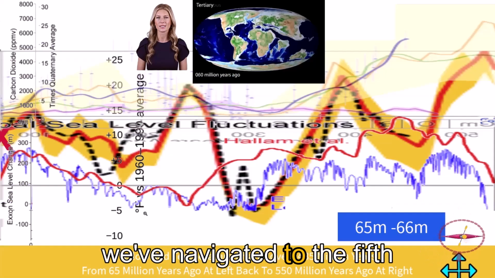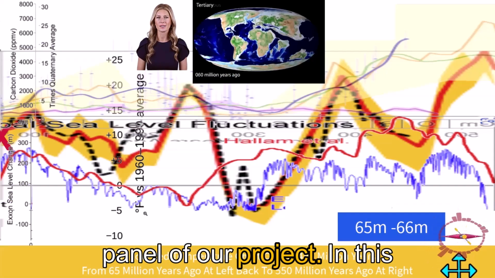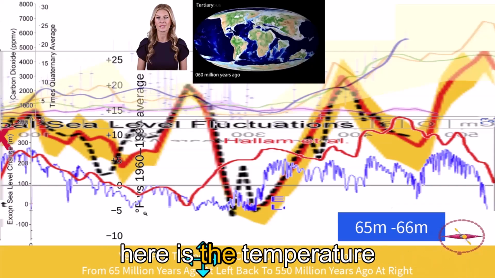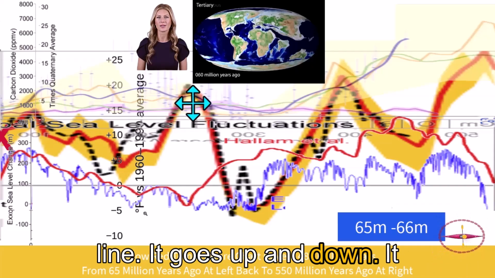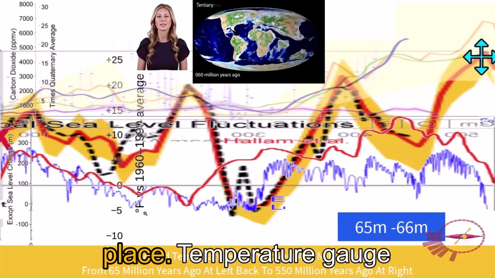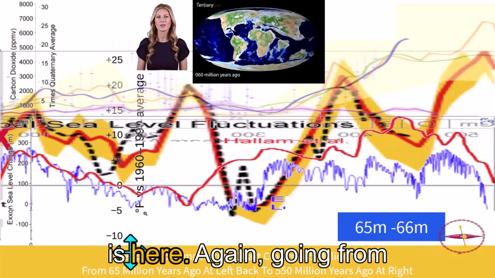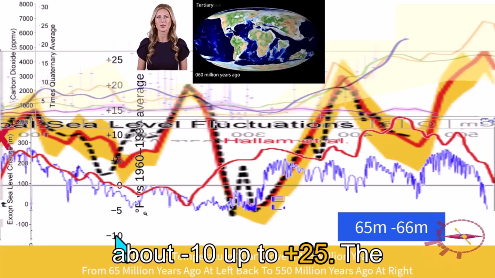Here, we've navigated to the fifth panel of our project. In this panel, the yellow-red graph here is the temperature line. It goes up and down. It actually goes all over the place. Temperature gauges here. Again, going from about -10 up to plus 25.